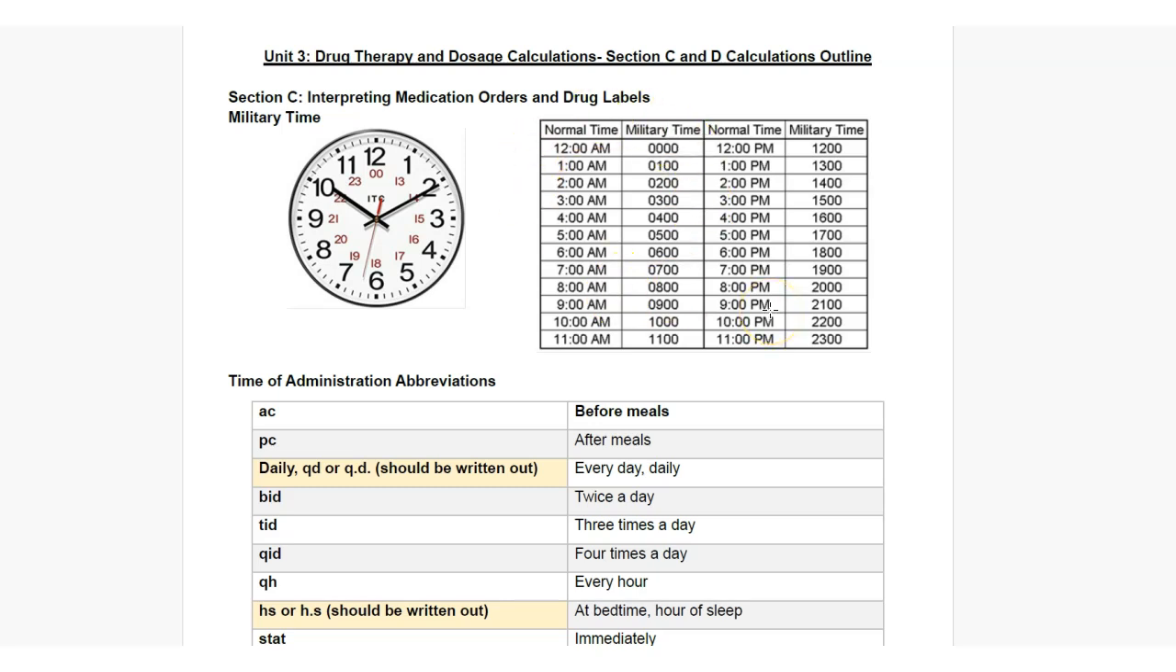So please learn military time from now on. Moving forward, it's really good practice to use it in your everyday life, and that way it gets incorporated, and it becomes easier to make those conversions in your head. So please remember military time.